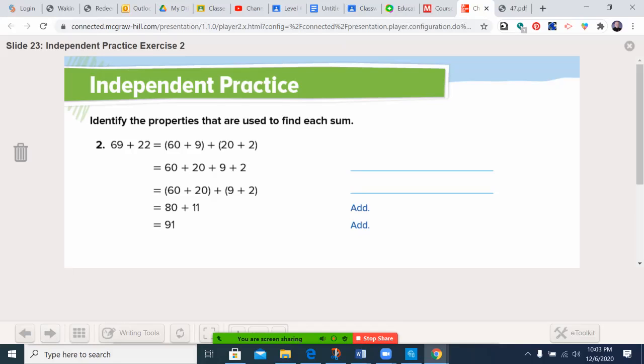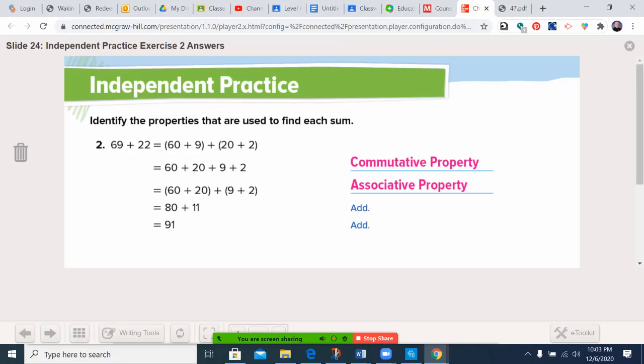All right, so I want you to do number 2. Put in which properties you're using and then add. Go ahead and pause the video. We'll see you on the other side. Welcome back. Let's see how you did.